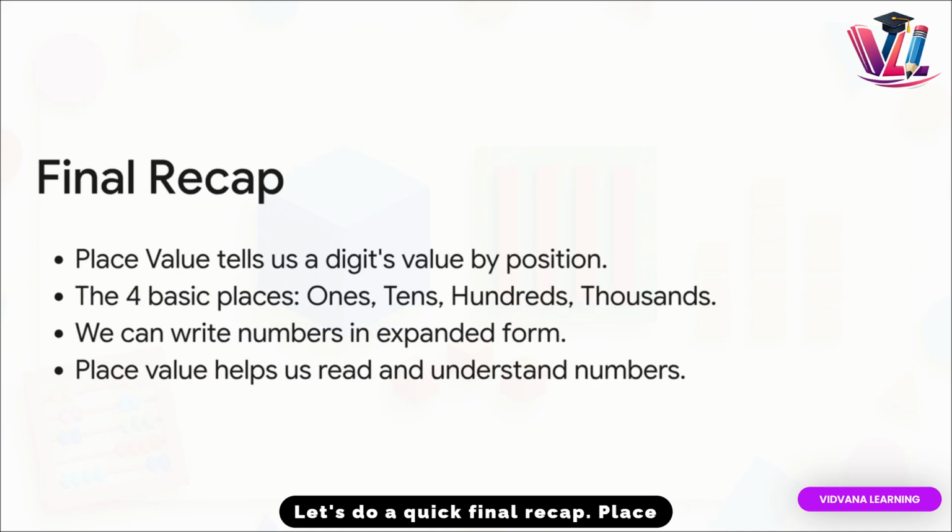Fantastic work, everyone. Let's do a quick final recap. Place value tells us the value of a digit based purely on its position. The 4 basic places we learned today are ones, tens, hundreds, and thousands. And remember, we can write numbers in expanded form by stretching out those values. Overall, place value is the secret tool that helps us read, write, compare, and understand numbers with total confidence.